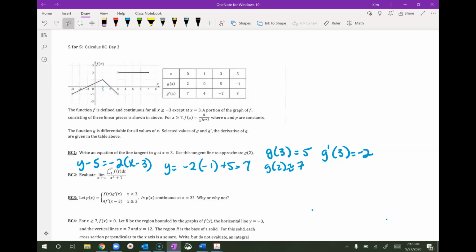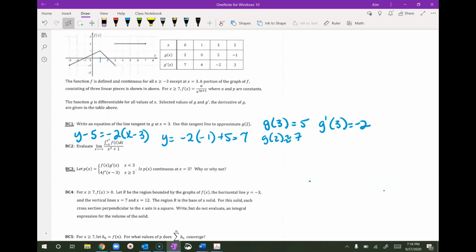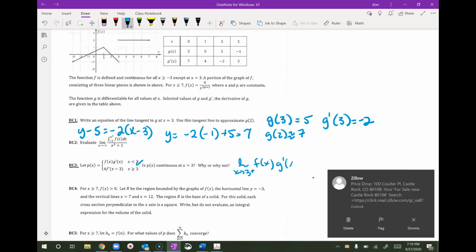Okay? And then let's go on to BC3, where we're talking about continuity. In order for a function to be continuous, the limit has to exist, the point has to exist, and the limit and the point must equal the same value. So let's first of all do a limit as x approaches 3 from the left. That would be this little piece right here. And so f of x times g prime of x. So f of 3, and I don't know why I have a little plus there. Let's go minus.